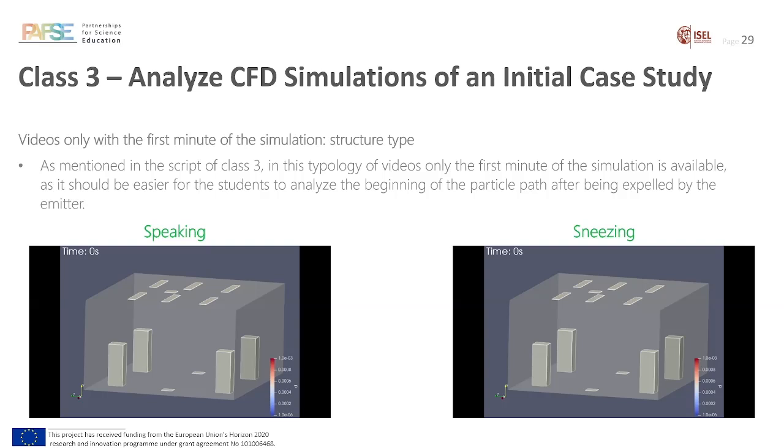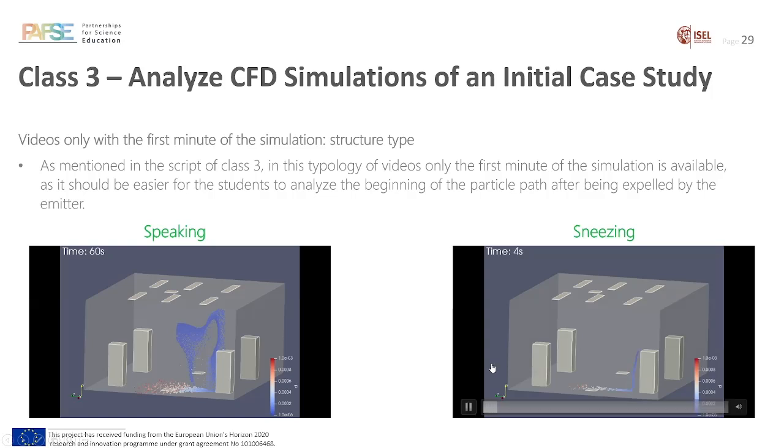So the video is only with the first minute of the simulation, and this structure, and I will now play the video. So as you can see, time is clocking. We have the particles spreading through 60 minutes, in this case 60 seconds, 1 minute, in this case only occupant 1 is speaking, and we can see the particles spreading.